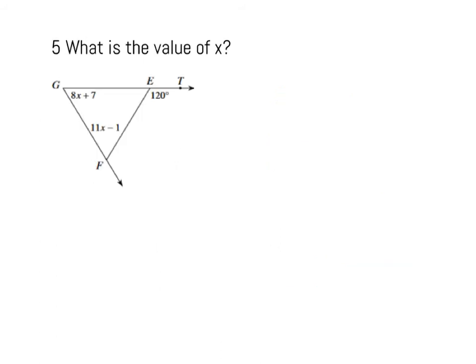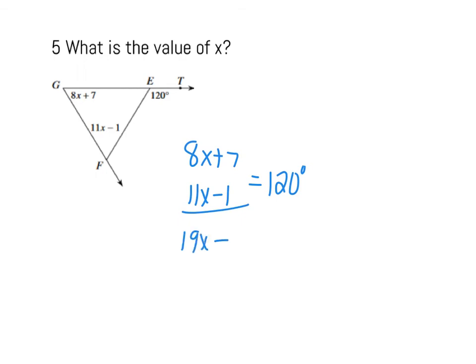Solve question number 5. Okay, so I have an exterior angle. I have the two angles opposite, so I can add them together. So I have 8x plus 7 and 11x minus 1. Those two together are going to give me my exterior angle of 120. When I combine, I get 19x plus 6 equals 120.